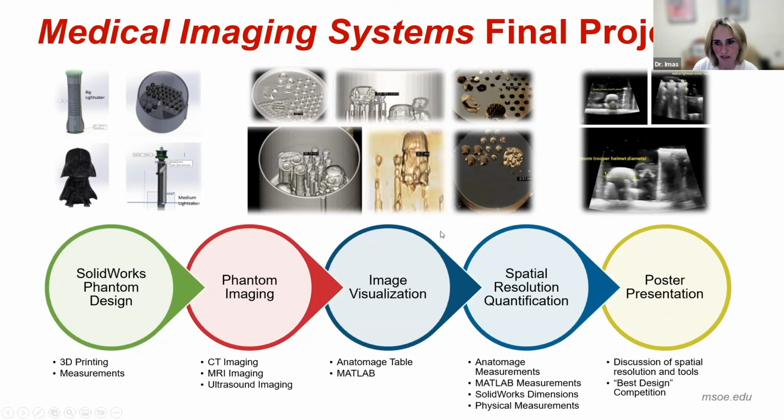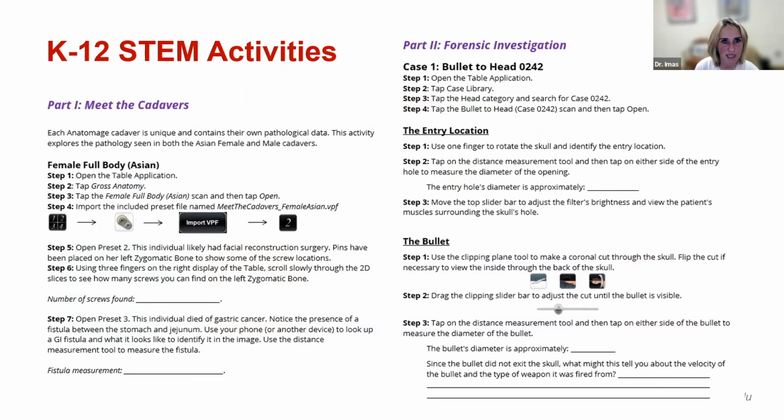The last thing that I just want to show you is our K through 12 STEM activities. The most success we've had, I think, is with the preset table activities, the ones that come with all the supporting documentation. We've modified them. We have to simplify them, of course. I think they're designed for college level A&P courses. So we've simplified them. Students really enjoy the meet the cadavers part.